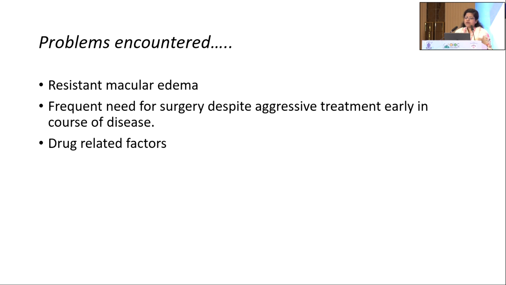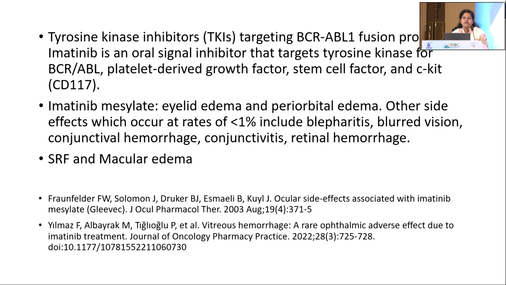So what problems did we encounter? This is one problem, resistant macular edema. So obviously I will need the opinion of our experts present here, and the frequent need of surgery despite aggressive treatment. And also we should consider the drug-related factor, that is imatinib. Periorbital edema is most common, but retinal hemorrhage and vitreous hemorrhage have also been documented. So subretinal fluid, cystoid macular edema.